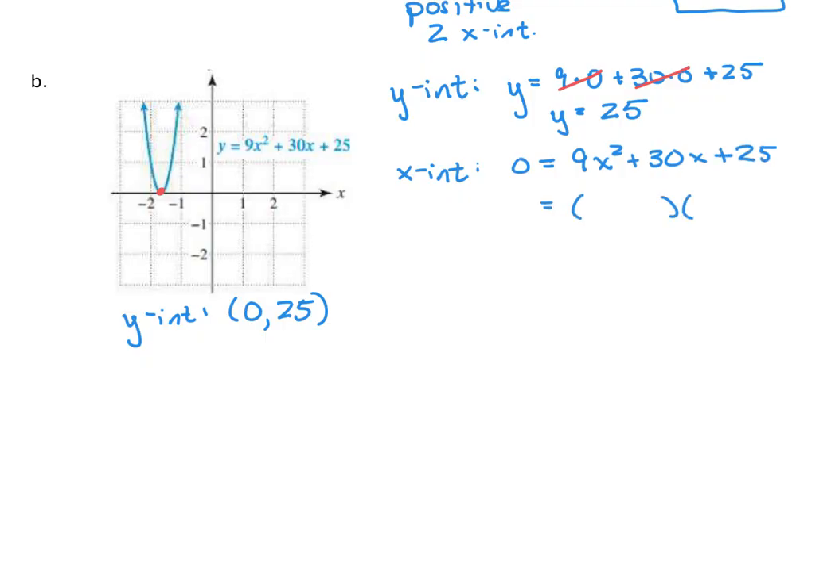And so in order to do that, 9x squared is going to be 3x and 3x. 25 is going to be 5 and 5. And because we have a positive 30, we should have plus plus.